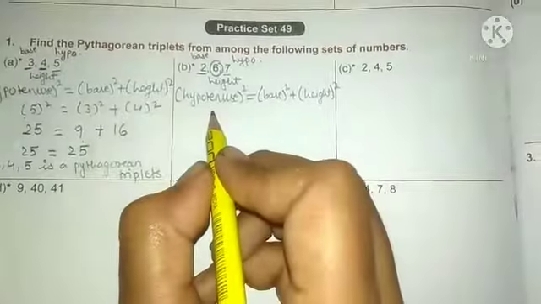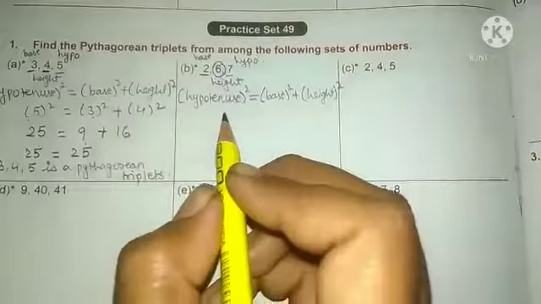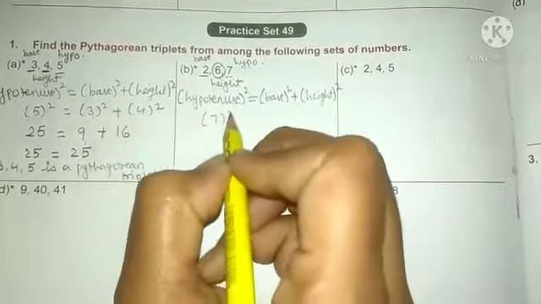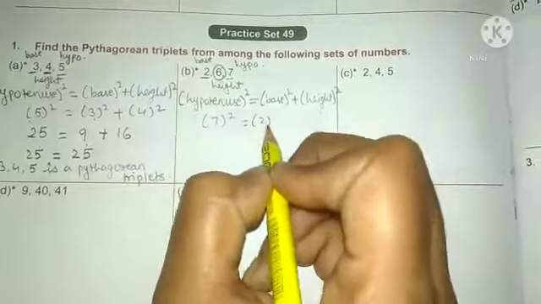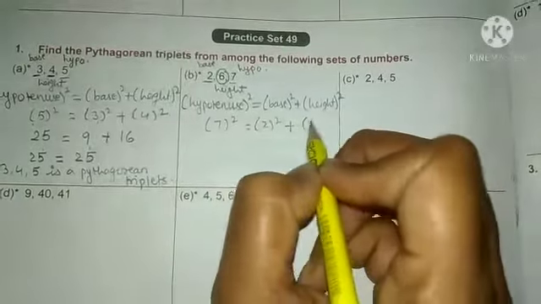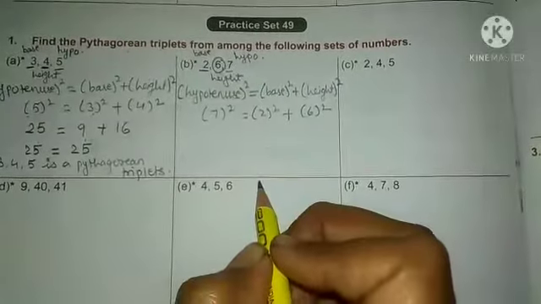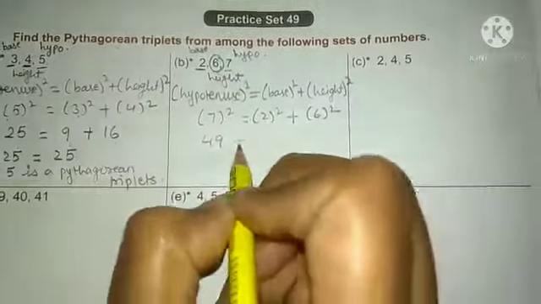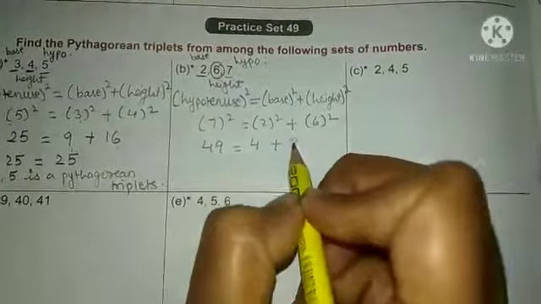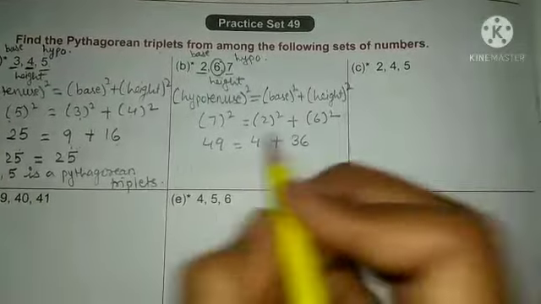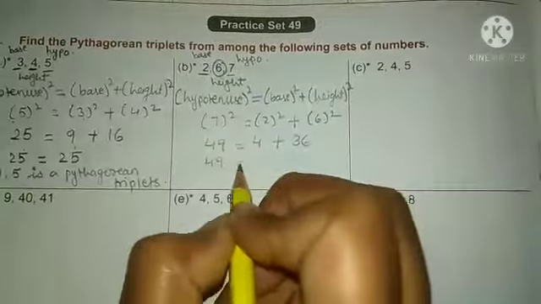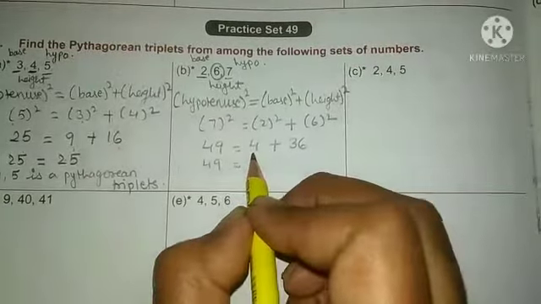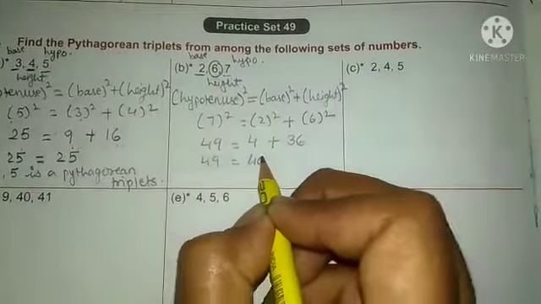Clear? Now what is our hypotenuse? Our hypotenuse is 7. So 7 square. Our base is 2. So 2 square. And our height is 6. So 6 square. Now find out the squares of the given numbers. 7 sevens are 49. 2 twos are 4. And 6 sixes are 36. Clear? Now this hypotenuse side will come as it is. Now 36 plus 4, what will you get? You will get 40.